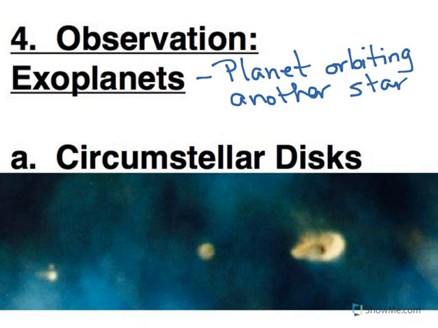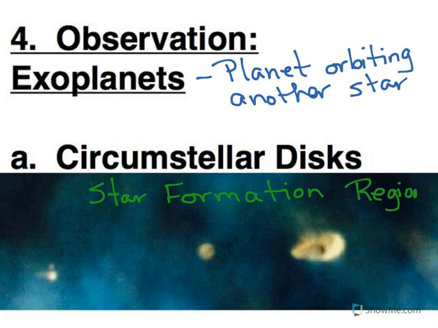And when we look for exoplanets, one of the first places we can look is where stars are forming. And when you look in a star formation region, in this case we're looking at the Orion Nebula, we can see forming stars. Each one of these little balls in this picture is a forming star.